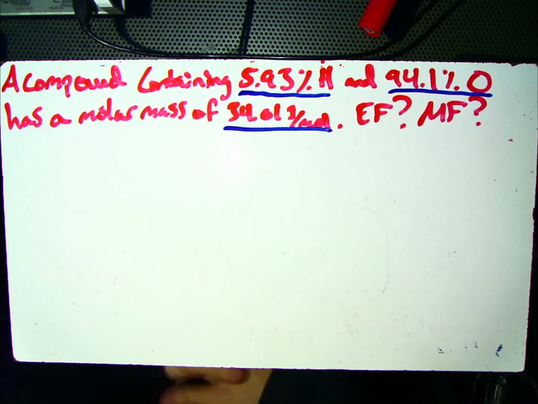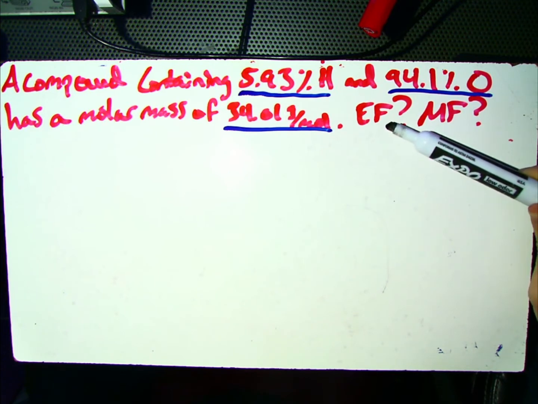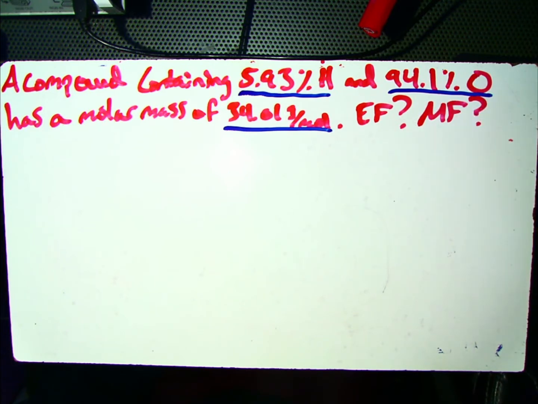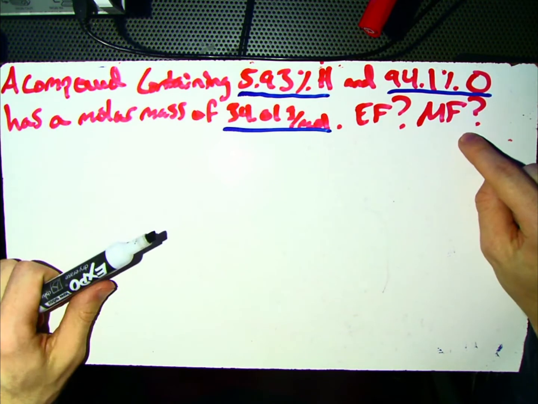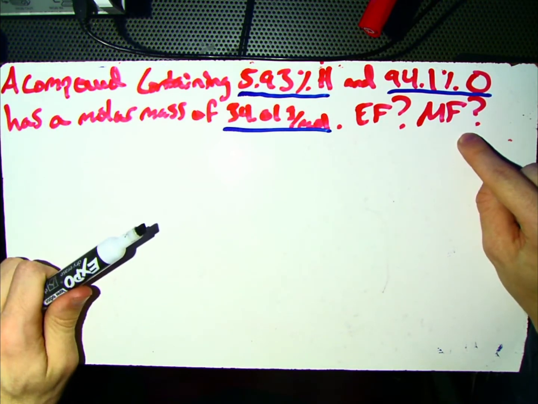Okay, let's try another problem here. A compound containing 5.93% of hydrogen and 94.1% of oxygen has a molar mass of 34.01 grams per mole. What is its empirical formula, and what is its molecular formula? Alright, so it's pretty similar to the last problem I just did. Only difference is now I'm also asking you, what is this compound's molecular formula?